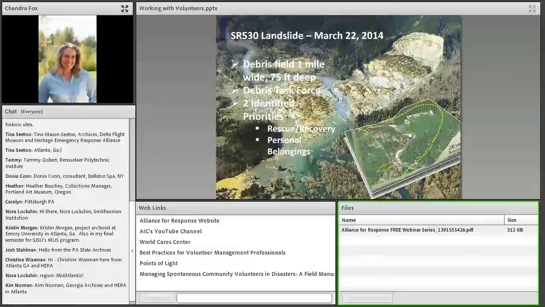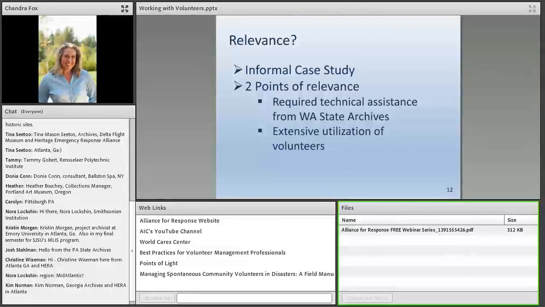And when this incident happened, it became immediately clear that even though we had this very good, very robust debris plan, we were missing two important pieces. And these two identified priorities were the rescue and recovery of individuals within the debris field, and then the recovery of personal belongings out of the debris field. So we had no protocols for either of those things. And so my assignment was to go in and develop the protocols for the personal belongings.